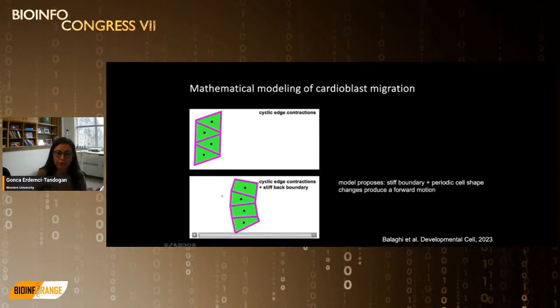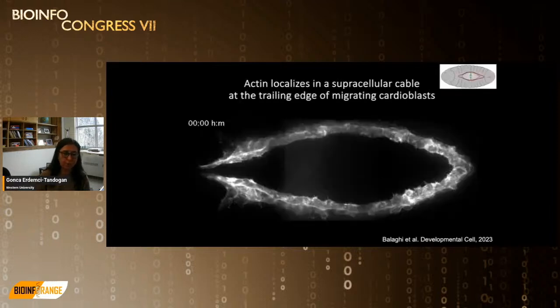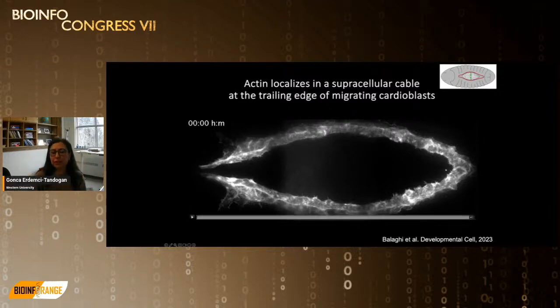The stiff boundary that we introduce in the back of these cells, plus the periodic cell shape changes, produce a forward motion for them without us pushing or pulling, without an external force. And we wanted to see in the experiments if this physical boundary is there or not. So we are changing the orientation a little bit. Now this is the cartoon of the fly embryo again. We flip the embryo, looking from a different orientation. These are the cardioblast cells. They are migrating and meeting in the midline.